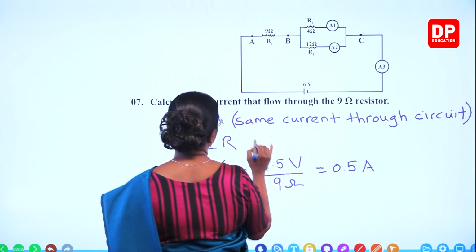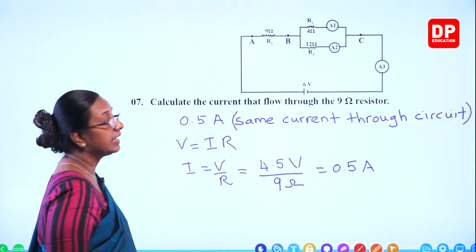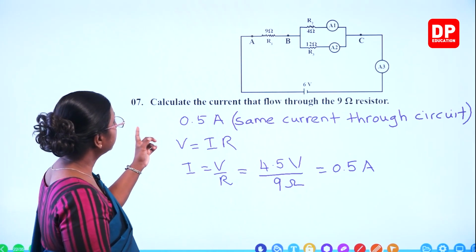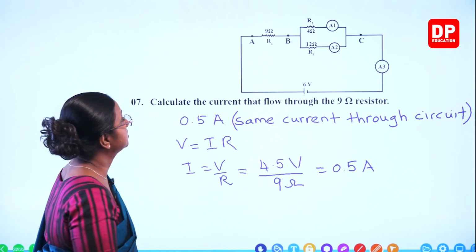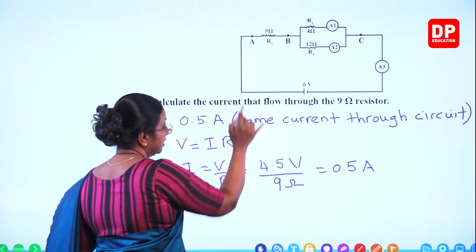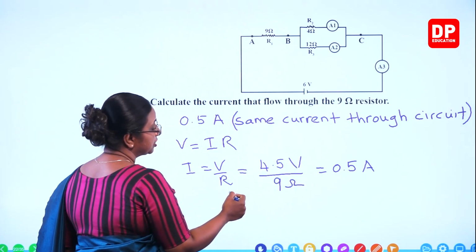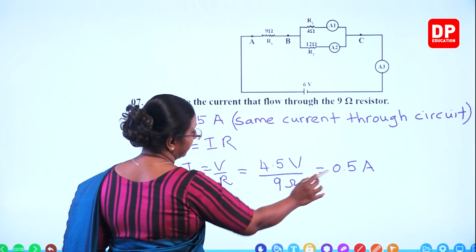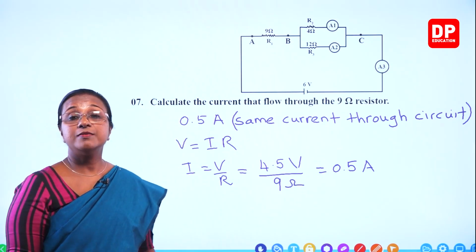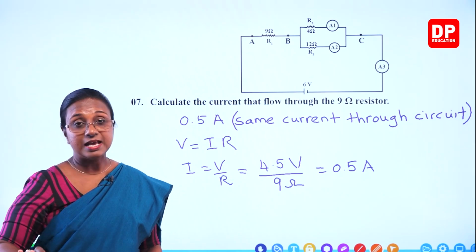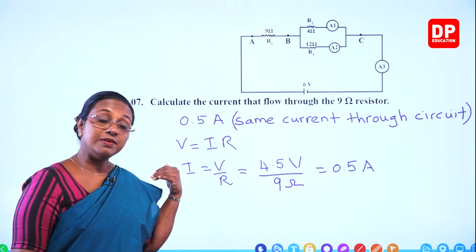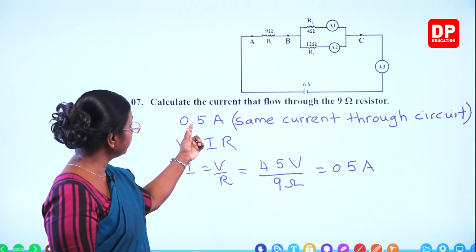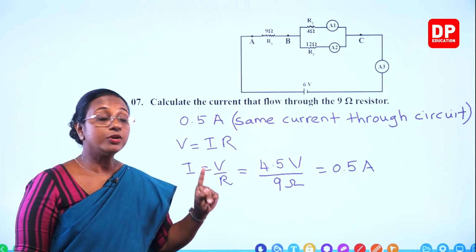So the same current through the circuit, or you can calculate it. The current flowing through the 9 ohm resistor: you have the resistance here, and we have calculated the potential difference. So potential difference divided by resistance, you get the value as 0.5 amperes. Is that clear?